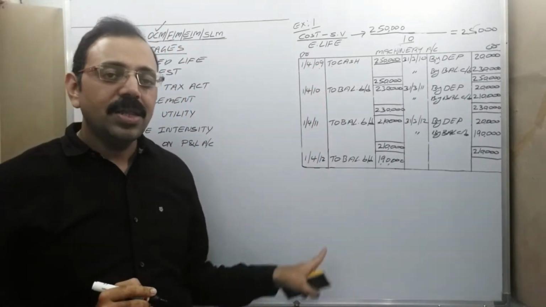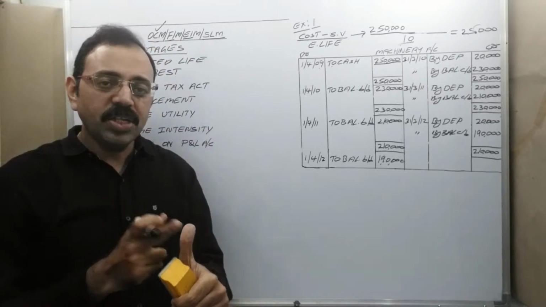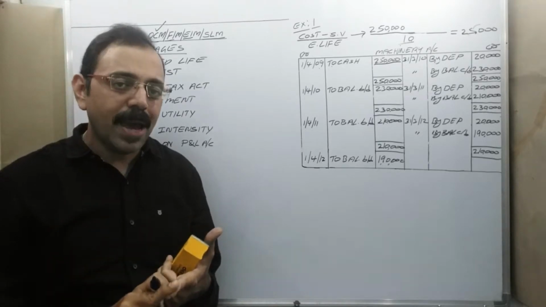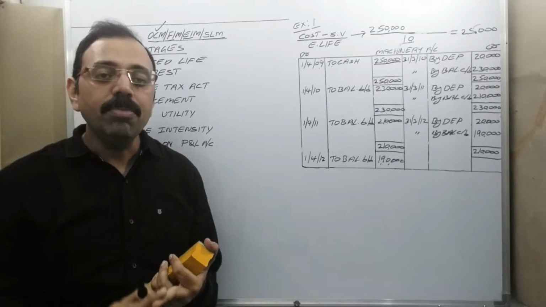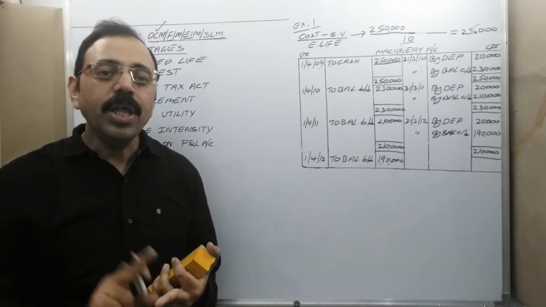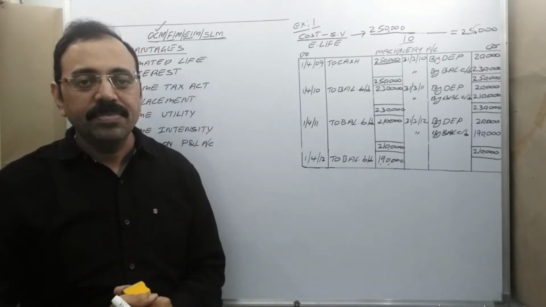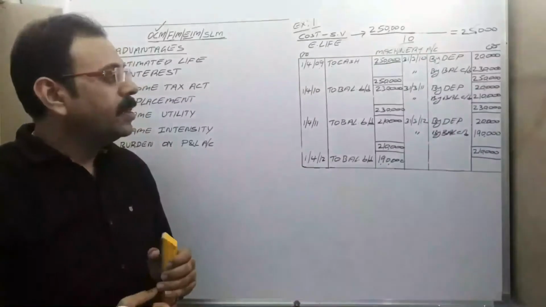Total 10 methods are there to calculate depreciation. First method is fixed installment method, straight line method. Second one, diminishing balance method. And the third method is called annuity method. In annuity method, firm considers interest factor. What is meant by interest factor? Let us see.